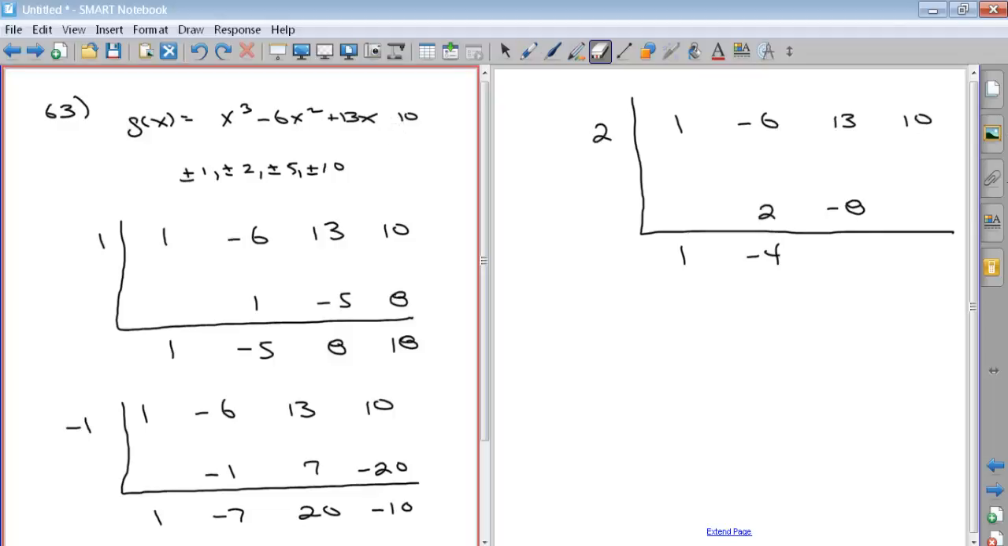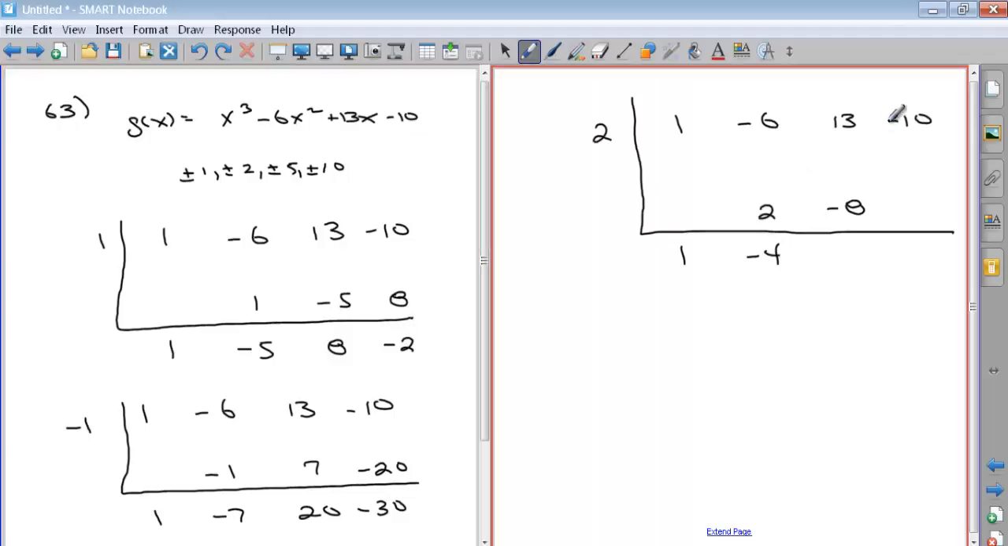that should have been negative 10. So let's fix what we had down here. So that'd be negative 10. So there you would get negative 2, and here you get negative 30. So actually, what you're seeing is, oh, that's negative. So you're negative, and then you're less negative. So it looks like, just from this, you'd expect 2 to work. And if you put the right number in here, you will.